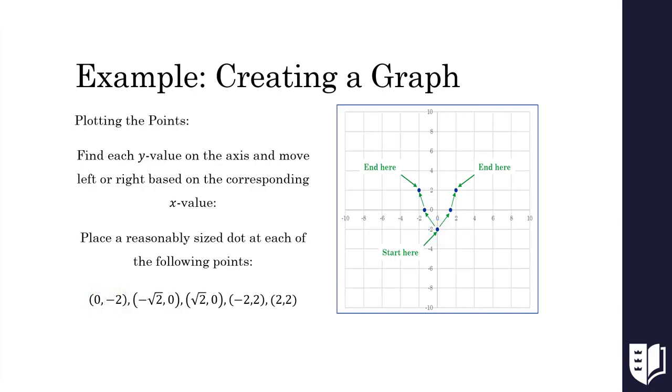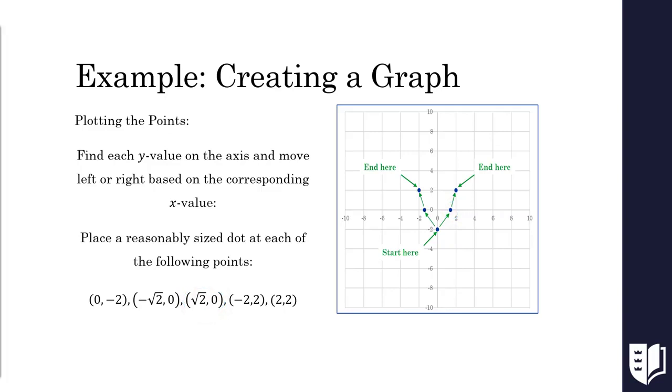Our second point has a y value of 0, so we just need to move to the left by the square root of 2 units. Since we're only approximating our graph, it's okay if this dot doesn't match exactly. Our next point also has a y value of 0, but we need to move to the right by the square root of 2 units this time.